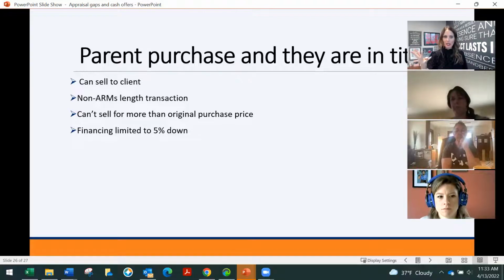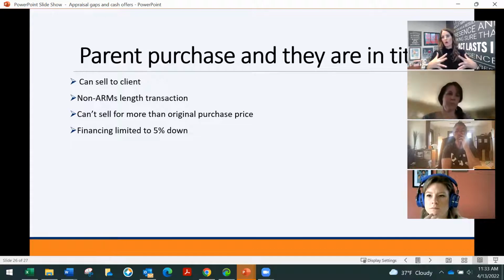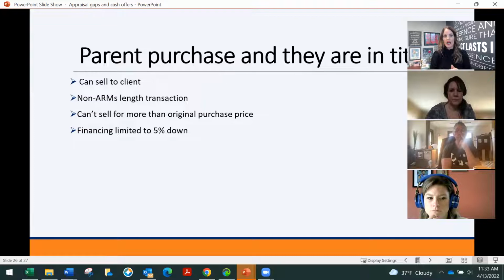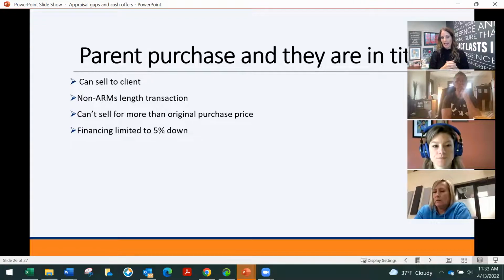It's now considered a non-arm's length transaction, which means you're buying it from family or relative or connected business person. You cannot sell it for 1 penny more than the purchase price. So if it's bought for 300, you can only sell it for 300. And you have to do at least 5% down. You can't do 3% down.